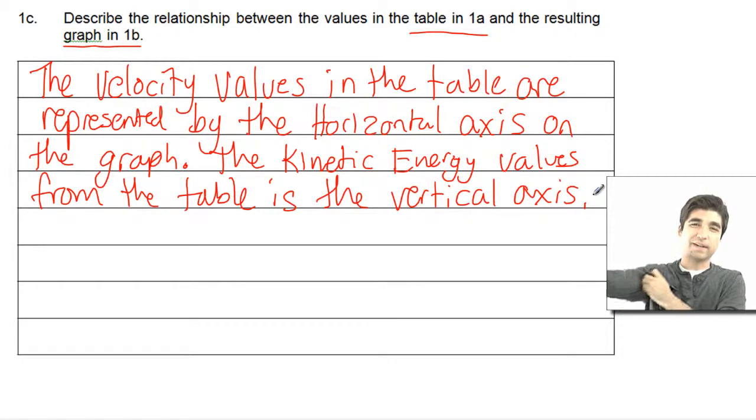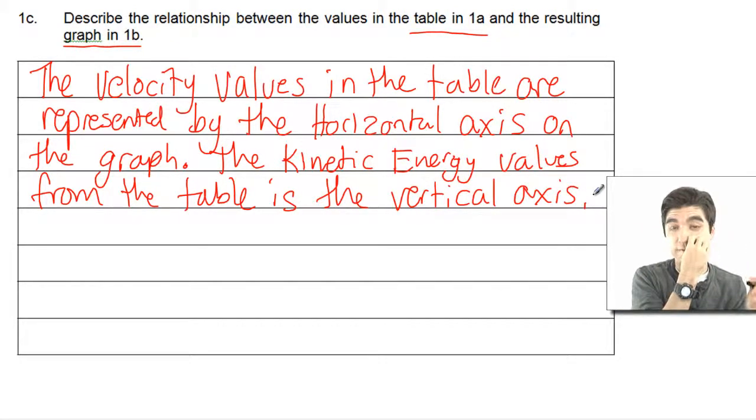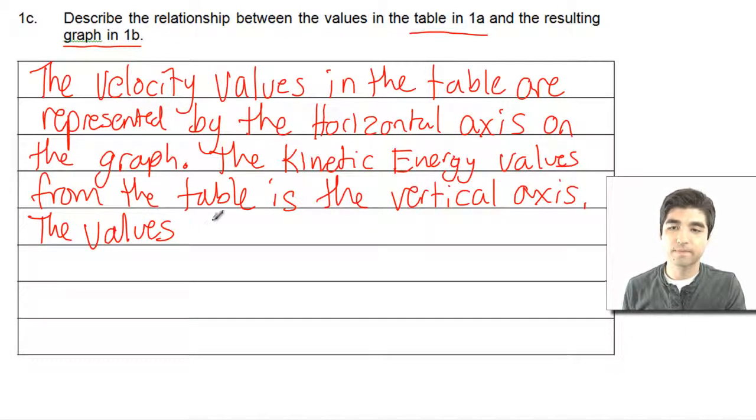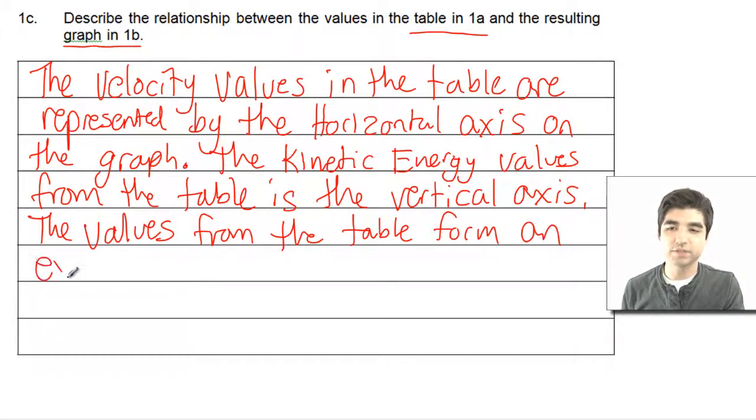Then let's talk about how the values from the table form an exponential curve on the graph. The values from the table form an exponential curve on the graph.